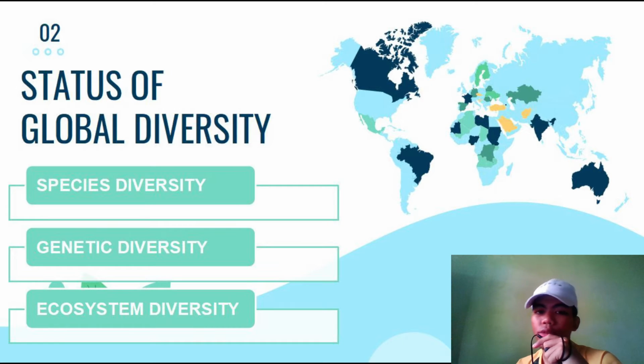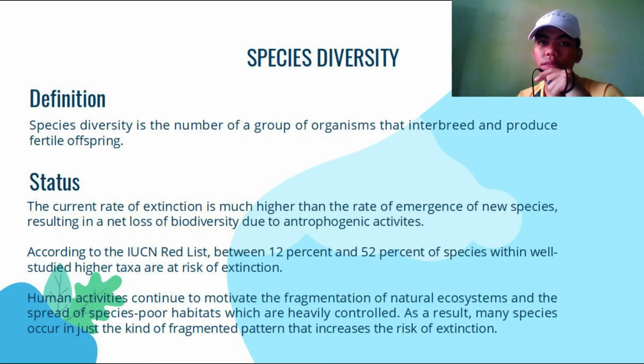For the status of global biodiversity, I have divided it into three categories, which are species diversity, genetic diversity, and ecosystem diversity. Species diversity can be defined as the number of a group of organisms that interbreed and produce fertile offspring. And for the status, the current rate of extinction is much higher than the rate of emergence of new species, resulting in a net loss of biodiversity due to anthropogenic activities.